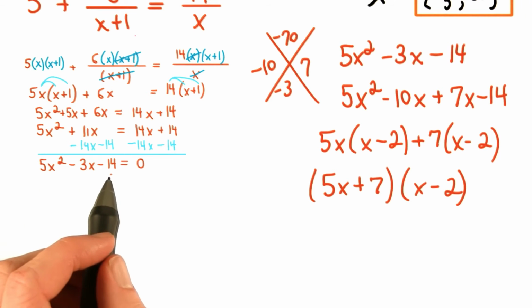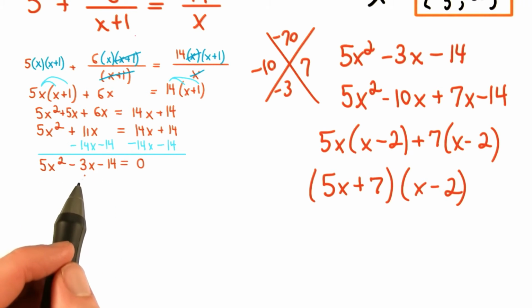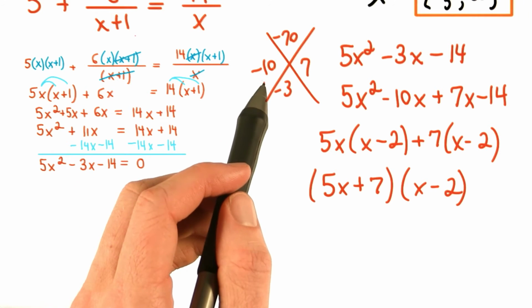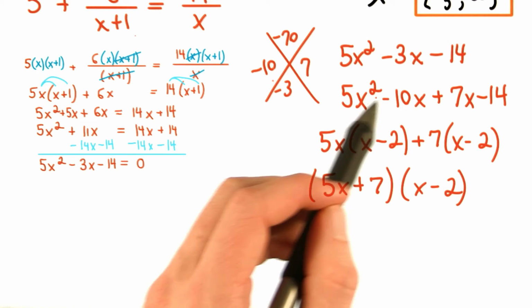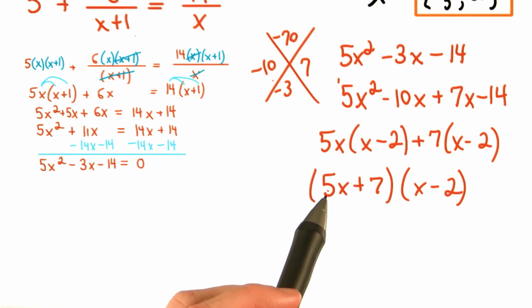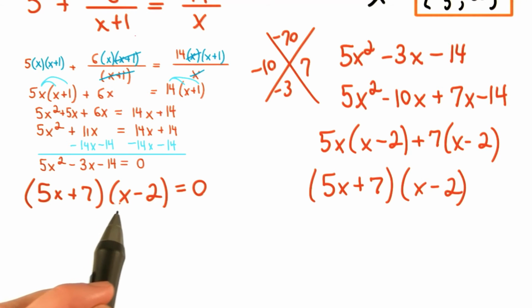Next, we want to factor this quadratic by finding the factors of -70 that sum to -3. These factors are -10 and +7. We use these two factors to rewrite our middle term and factor by grouping. So this quadratic can be factored as 5x plus 7 times x minus 2.